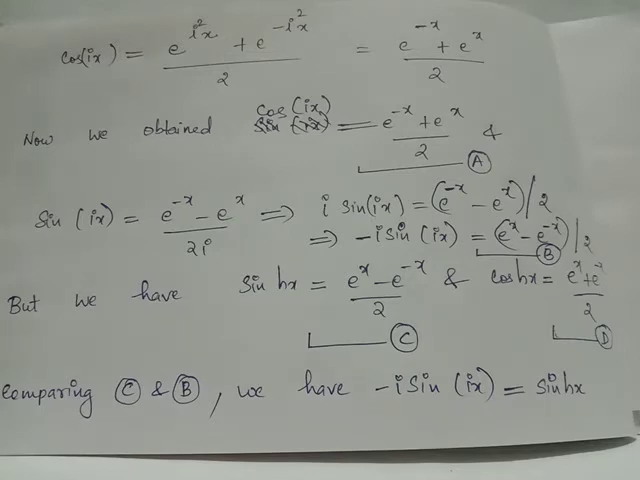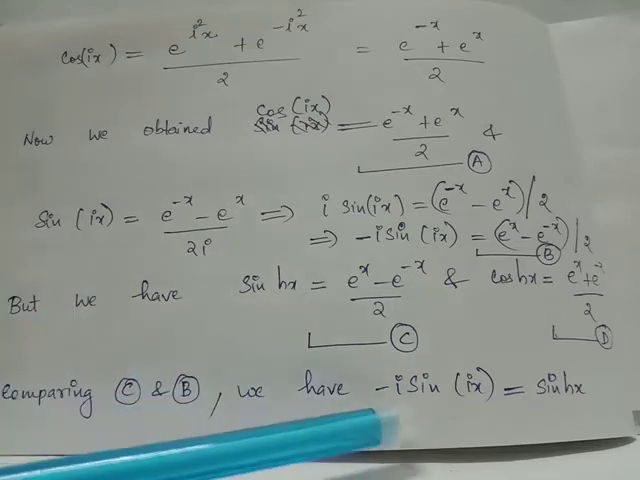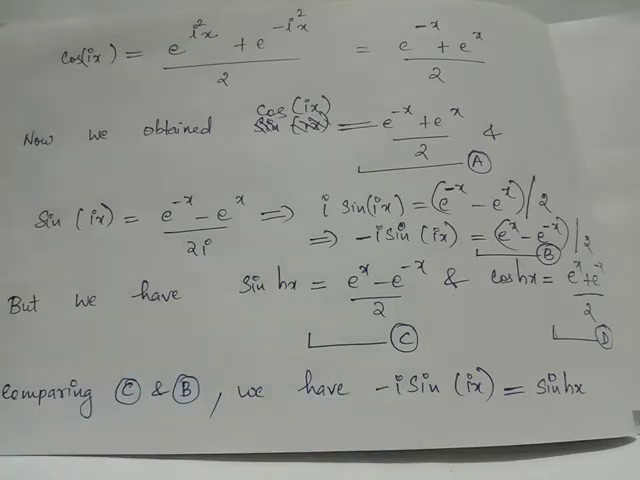We are now looking for the relationship that can be established between circular functions, which are sin ix and cos ix, and hyperbolic functions, which are sin hx and cos hx. When we compare equations C and B, we have minus i sin ix equals sin hx, because you can notice that in equations B and C, both have the same RHS. So we can equate the LHS. Thus we obtain minus i sin ix equals sin hx.